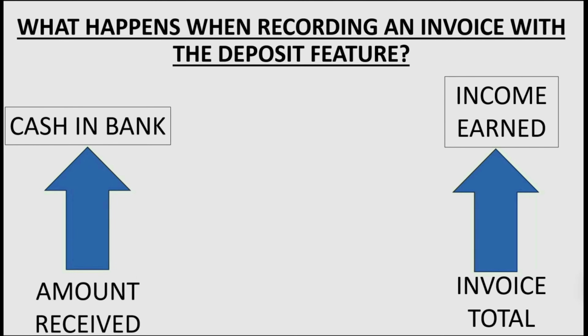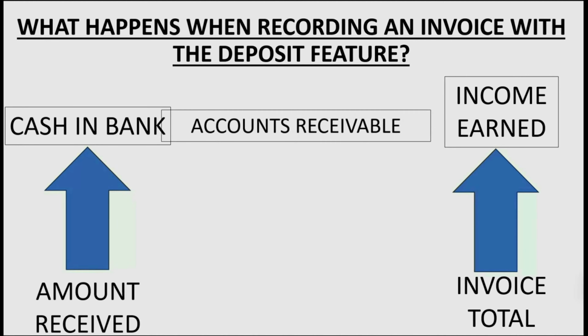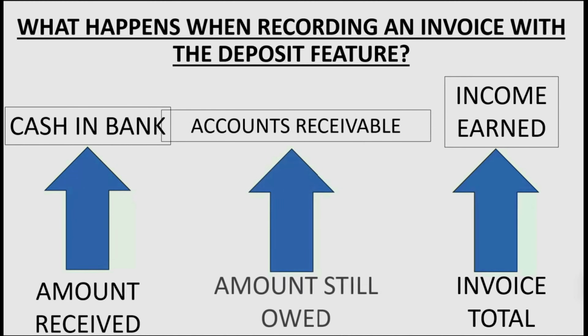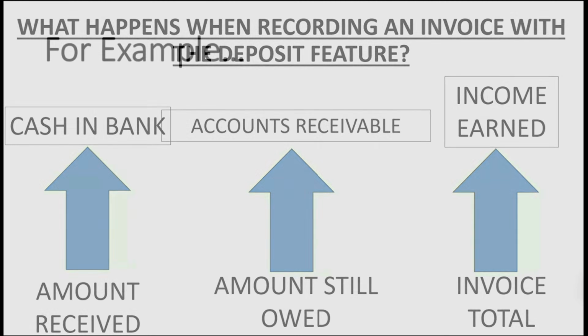So if you take the income earned and you deduct the amount received, the difference is what's still owed. So the difference will increase accounts receivable for the amount of the invoice that's unpaid. And these are how the numbers will change.